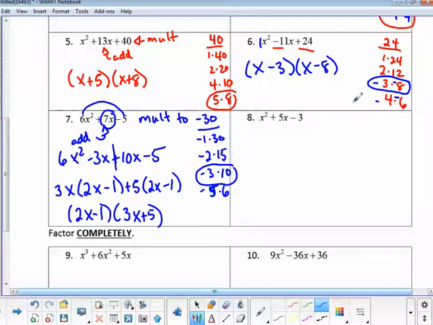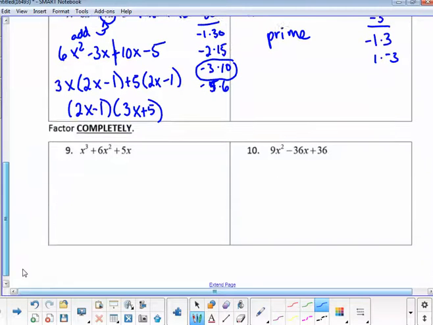Alright, in the last problem, we're trying to find two numbers that multiply to negative 3 and add to 5. So numbers that multiply to negative 3 would be negative 1 times 3, or 1 times negative 3. And those are the only choices. Neither of those add to 5. So this is prime. You cannot factor it.